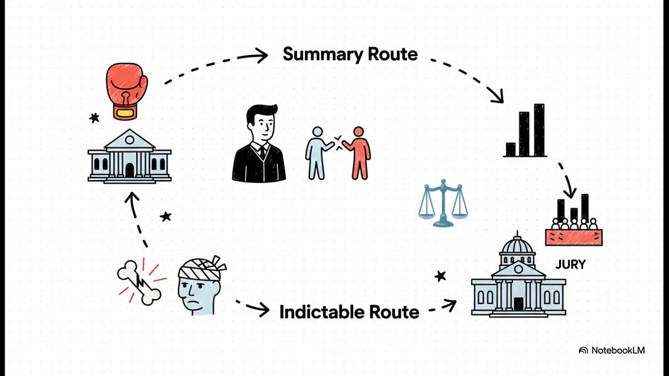And you can really see just how massive this choice is when you look at something like assault. Let's say it was a minor scuffle in a bar. The Crown will probably go the summary route. It's faster, it's simpler, and the penalties are lower. But what if that same assault caused a really serious injury?